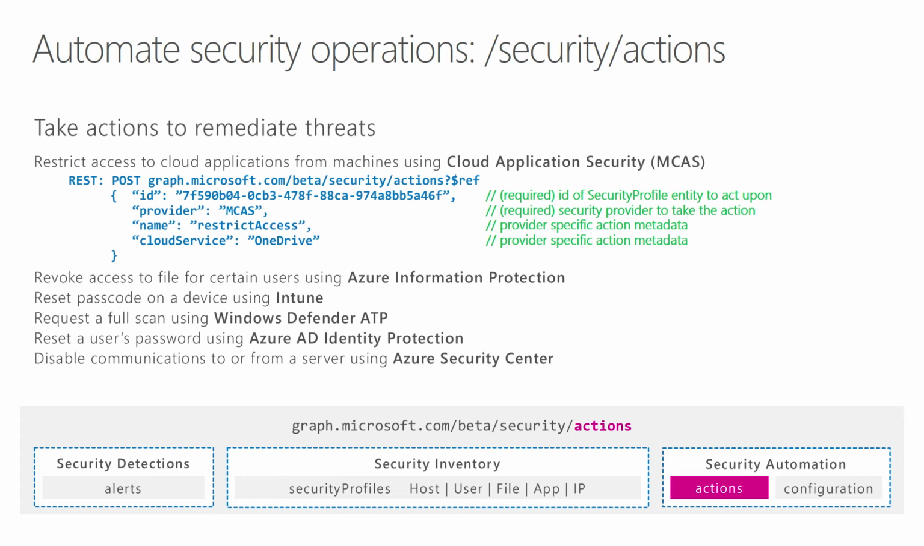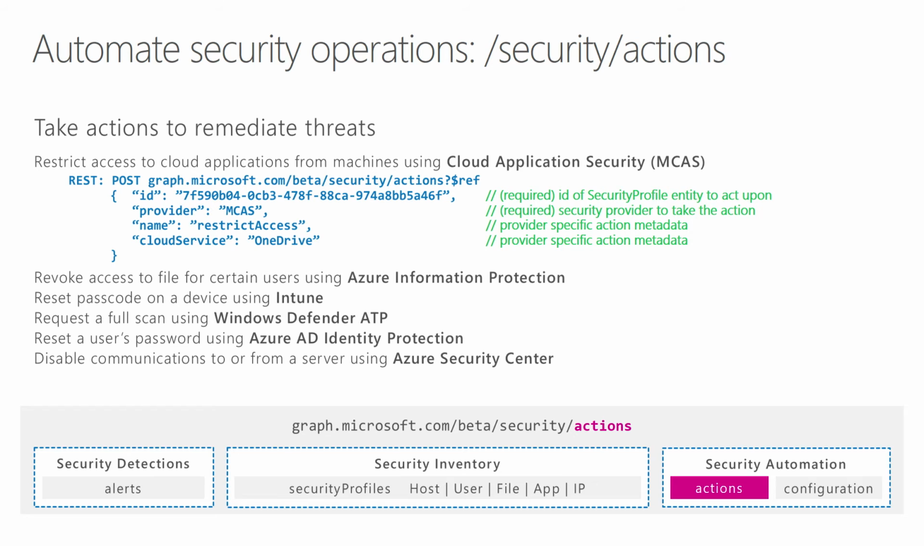Here, when a detection shows that someone is attempting to exfiltrate data from OneDrive on this server, MCAS gives the security organization the ability to immediately block access to OneDrive on that server, shutting down the attack and protecting that data. Similar actions can be taken by any number of other Security Graph API providers.